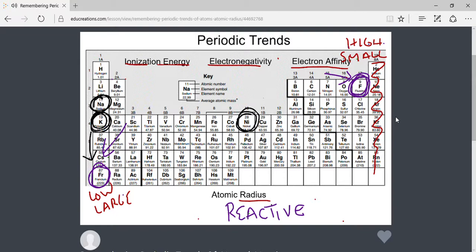While exceptions may exist for some of the trends that we spoke about in this particular lesson, this is a really good tool for trying to generally understand some of the trends that are found on the periodic table that describe the behavior of things related to the size of atoms or how electrons are related to atoms.